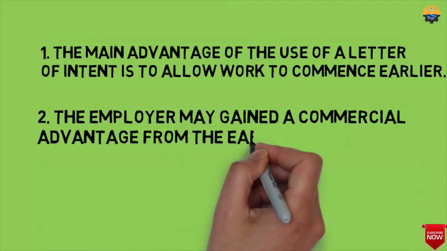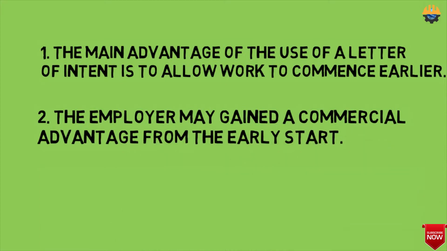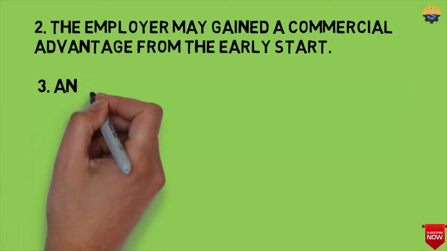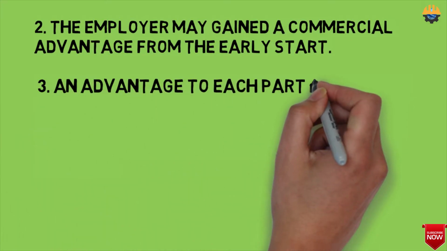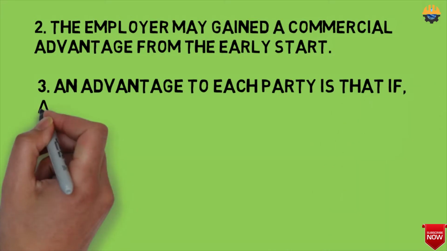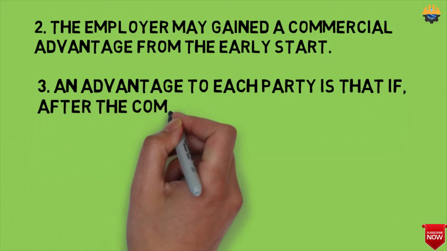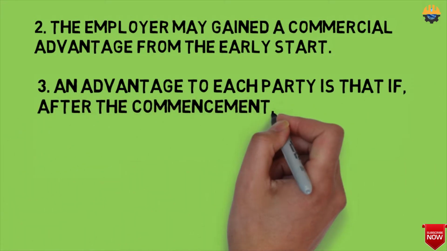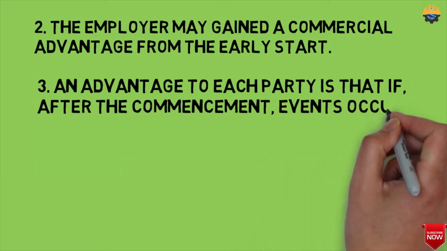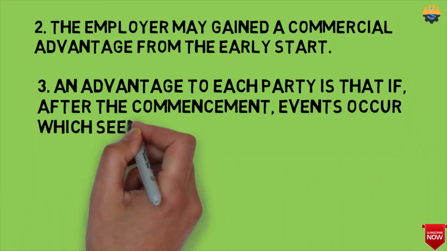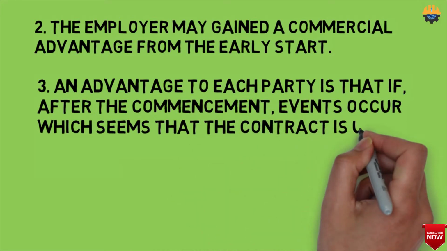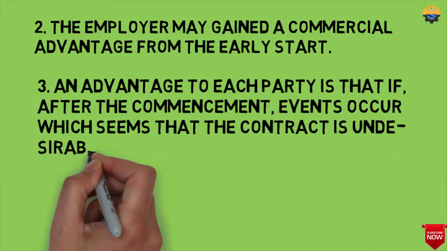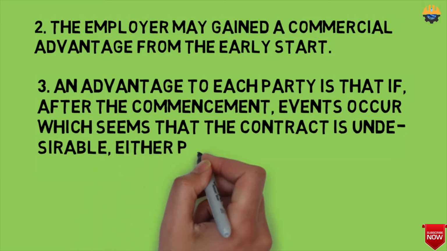So there is no other option, and it will create a big issue. So the third point is, an advantage to each party is that if after the commencement events occur which show that the contract is undesirable, either party can withdraw at any time. As there is no formal contract, both the parties are free to do so. So this is also an advantage for both the parties. If the condition and situation is undesirable and not favorable, both the parties can run.